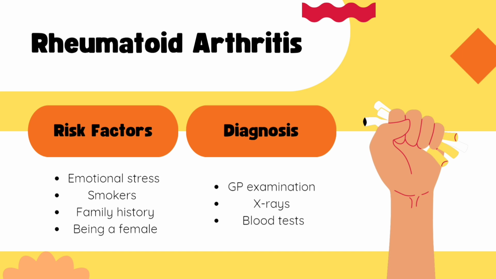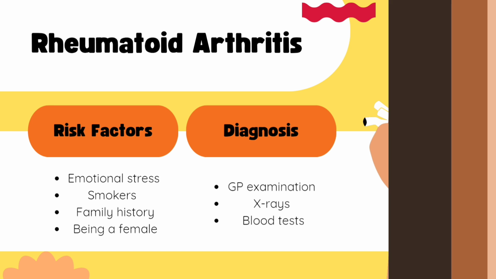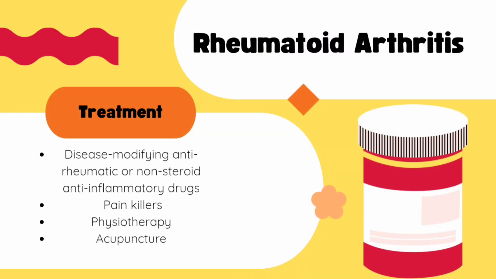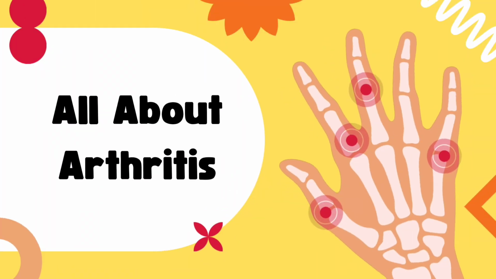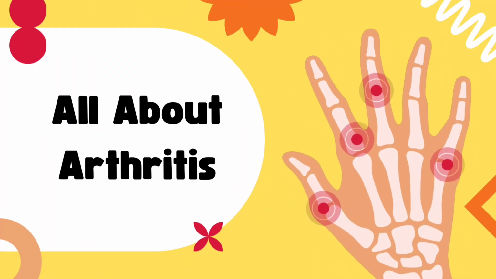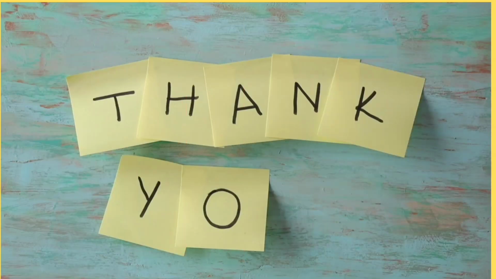And let's see the risk factors. Emotional stress, smoking, family history, or being female. These are a few risk factors of arthritis, and we can diagnose it with basic tests that include a blood test and an X-ray. And we can treat rheumatoid arthritis with the help of acupuncture, painkillers, physiotherapy, as well as disease modifying medications. So this was all about arthritis.